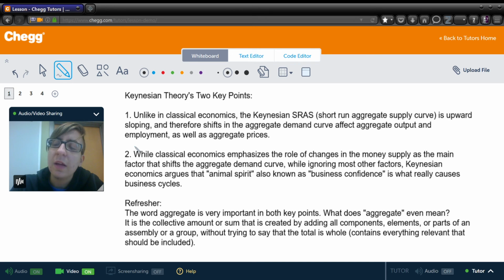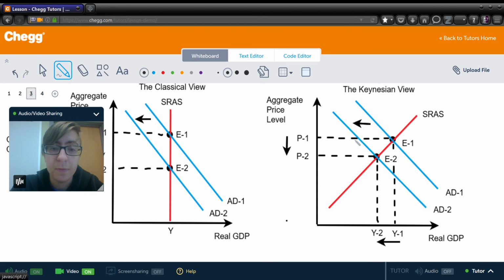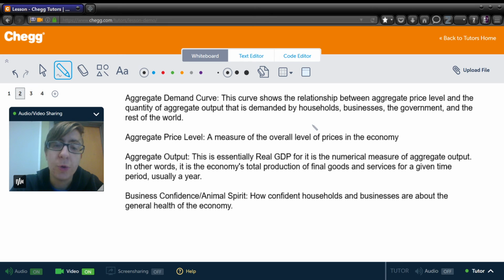So that you can keep up with some of the words I will be using and have used so far, I'm now going to go over some of the terms. The aggregate demand curve, which is these blue downward sloping lines here and here, shows the relationship between aggregate price level and the quantity of aggregate output that is demanded by households, businesses, the government, and the rest of the world.